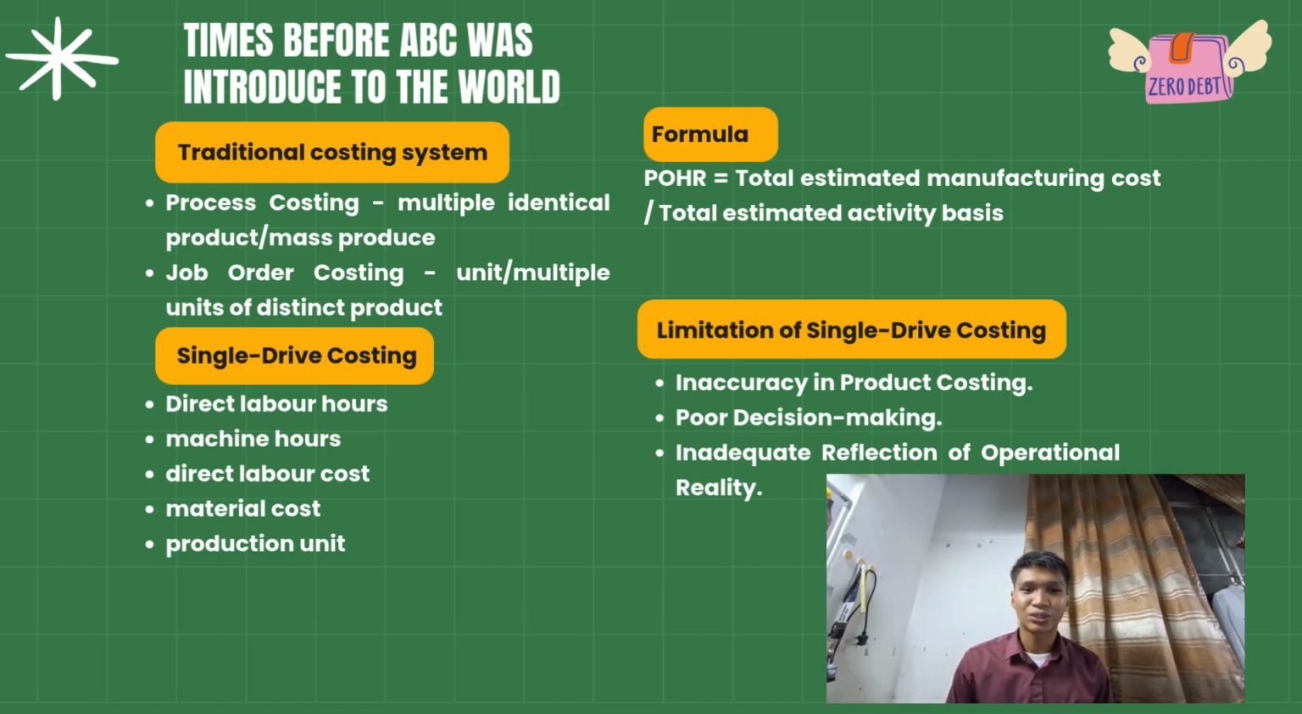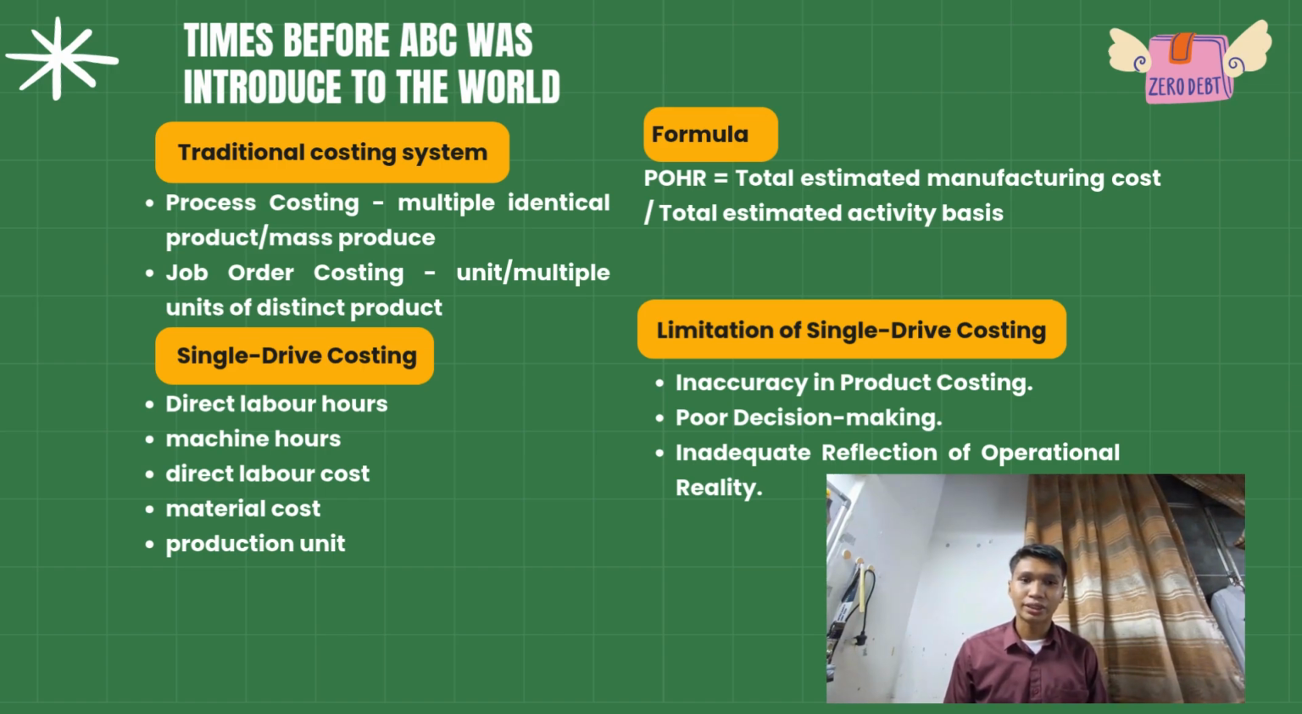Next, let's go to the next one, which is single driver costing. There are five of them. The first one is machine hour. The second one is direct labor hour. The third one is direct labor cost. The fourth one is material cost, and the last one is production unit.